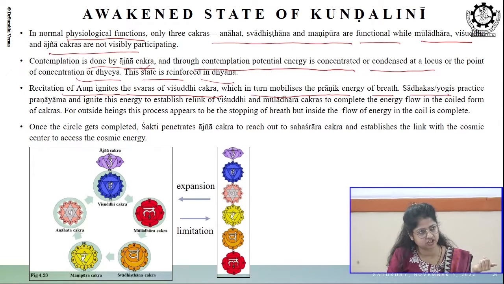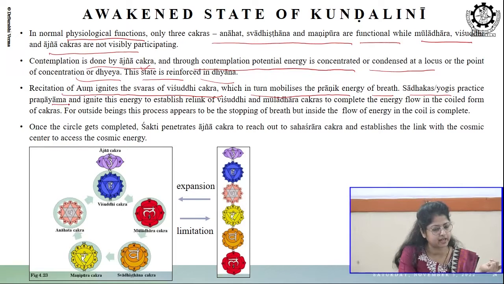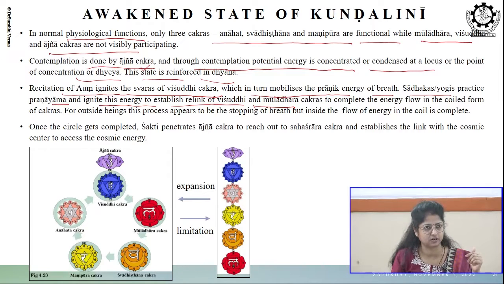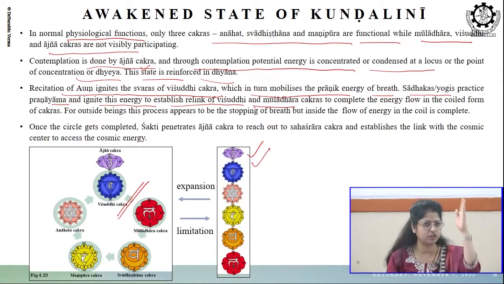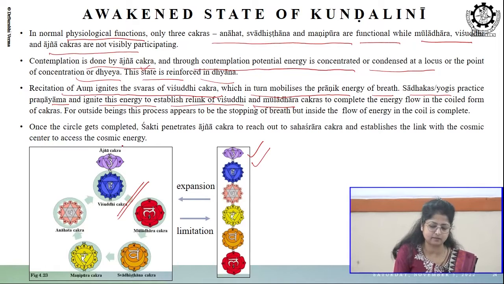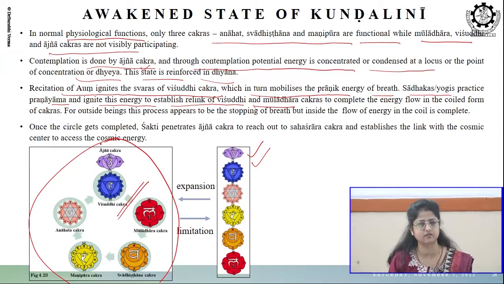So, sadhakas, practitioners or yogis practice pranayam and then ignite this energy to establish the relink of Viśuddhi and Mūlādhāra chakra. What is important here? You can see that in our structure, our spine has been erected at the time of embryonic development. If you compare this diagram with the embryological condition when the embryo is getting developed, at that point when the division of the cell is happening, your Viśuddhi and Mūlādhāra are getting delinked.